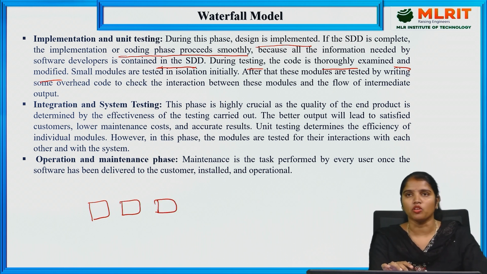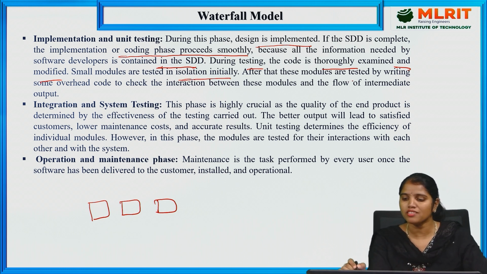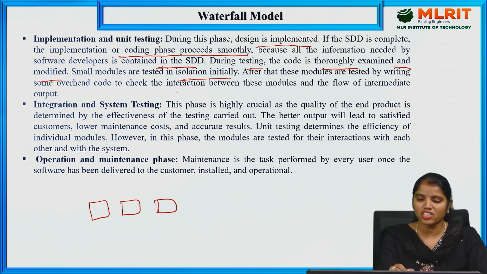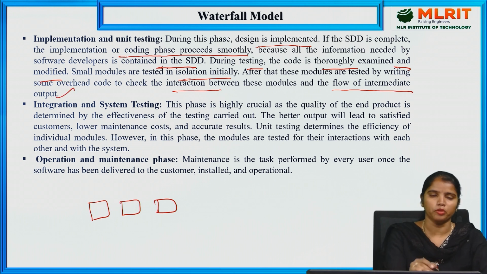In the implementation phase, the unit tests are done on the small modules in isolation initially. After that, these modules are tested by writing some overhead code to check the interaction between these modules and the flow of intermediate output.